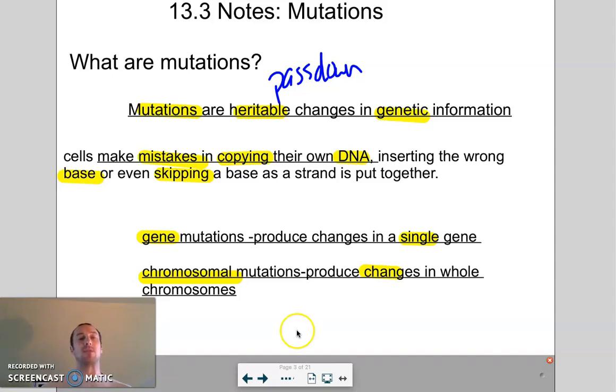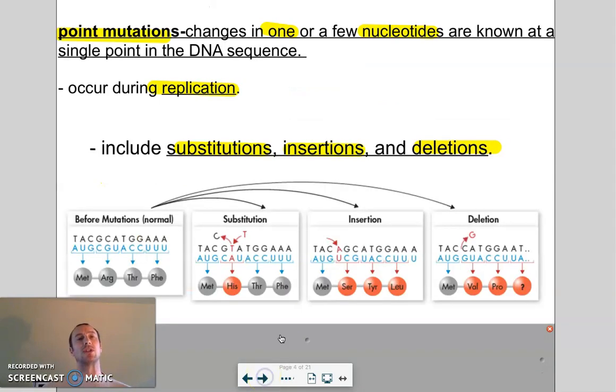There are different types of mutations, right? Gene mutations would be the types that affect a single gene, right? So a change in the genetic material that affects a single gene would affect potentially a single trait. Chromosomal mutations, when you start changing a whole chromosome, you can imagine that's going to usually have bigger impacts, right? When a chromosome is changed.